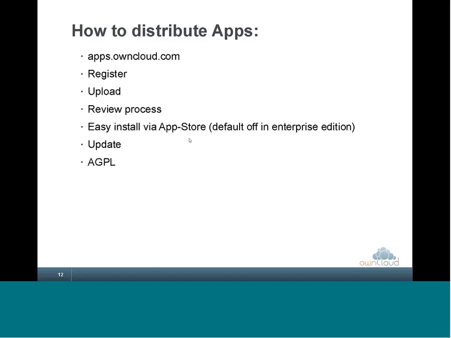So for example, the coding quality is not very good. It accidentally deletes data, or it implements a backdoor in ownCloud or something like that. And it's fine if you do this on your own server, of course. But if the ownCloud community out there is using your app and is harmed by your app, then this is obviously not good. So because of that, your app is not automatically, immediately online. First, we have to go through the review process.